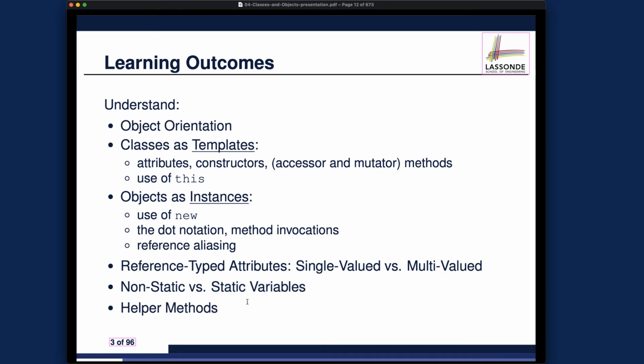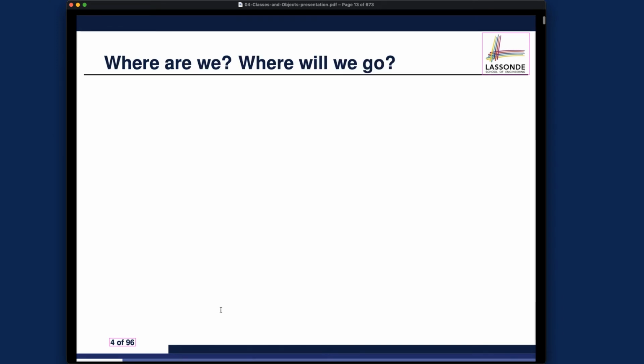And then finally, we'll just show you how you can define helper methods to really maximize the reuse of your code and also minimize duplicates in your code. All right, so let's now first define the context. Where are we and where will we go?